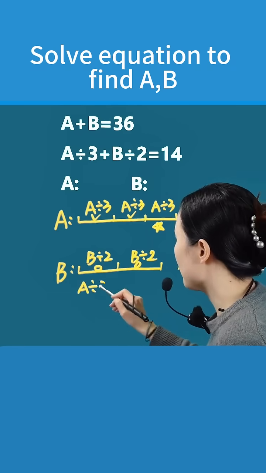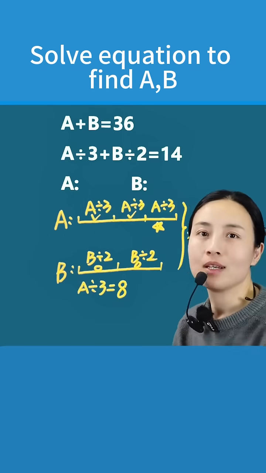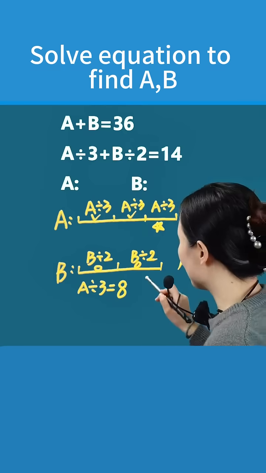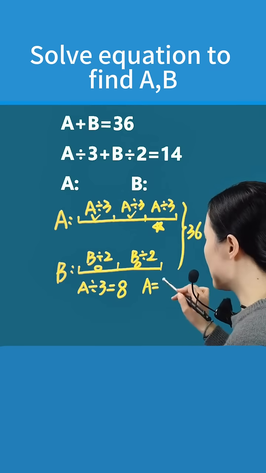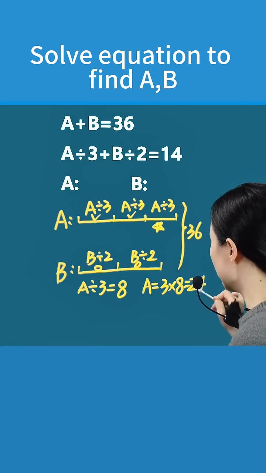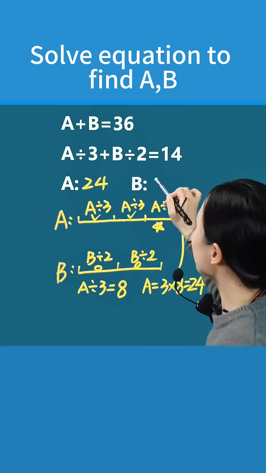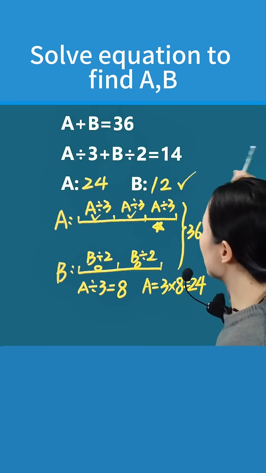Doesn't A divided by 3 actually equal 8? If one part is 8, then tell me, what does A equal? It turns out the answer is 24, meaning that 3 times 8 equals 24. Now, if we look at the variables, A is 24 and B is 12. So the problem is easily solved.